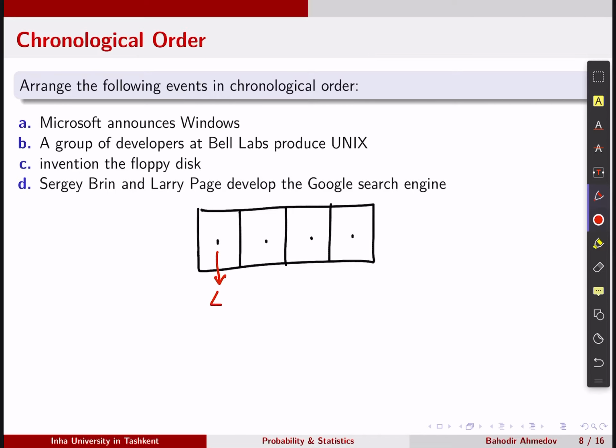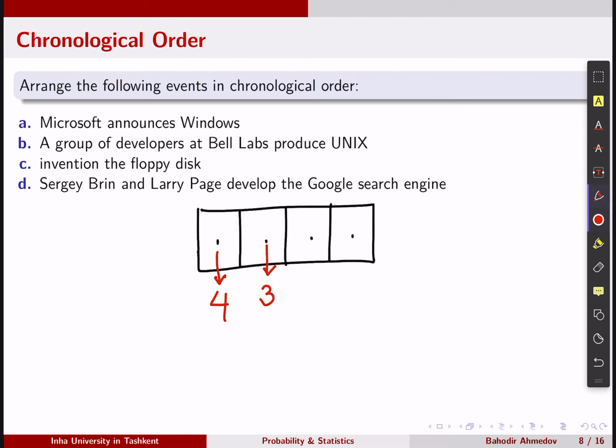So if you choose one of them, for example A, you cannot choose this event anymore in the second place, right? If you choose B, for example, in the first place, then you cannot choose B again. So it doesn't matter which event you have chosen for the first place, A or B or C or D, you cannot choose it again in the second place. So it means that the number of cases for the second place is going to be 3. Hopefully you're understanding what I mean.